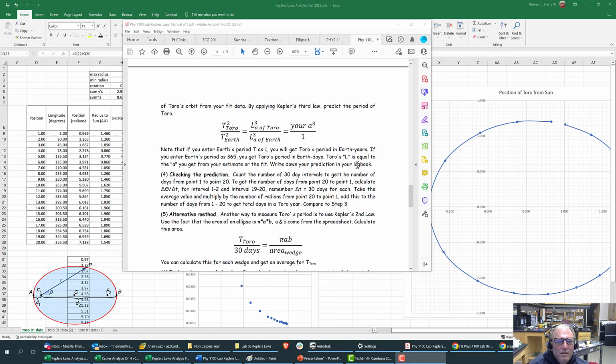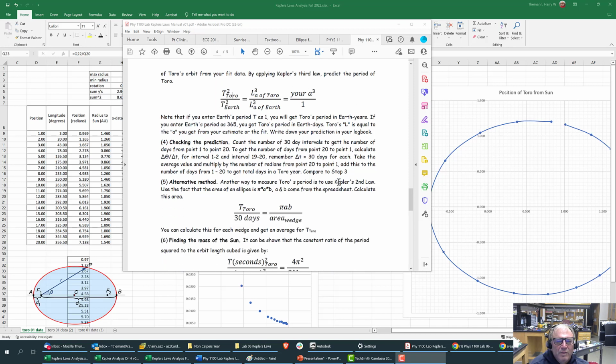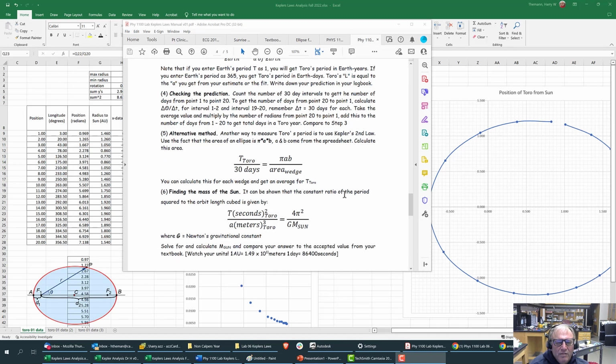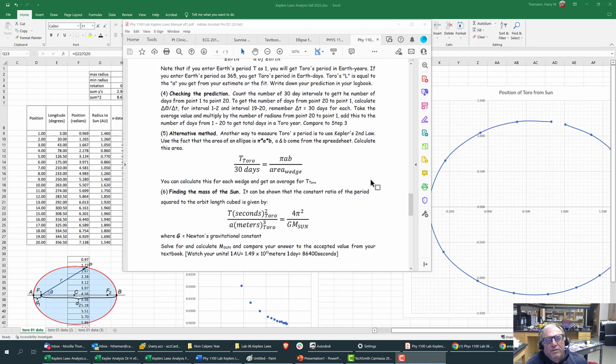Let's see. In step 3, you get a number of days. Step 4, you get a number of days. Okay, for this last one, I just realized you don't need the spreadsheet, you don't need to do a calculation. This one says that the period of Toro in days should be equal to the total area of the ellipse divided by the area of a wedge, because each wedge is 30 days, right? So that makes sense.